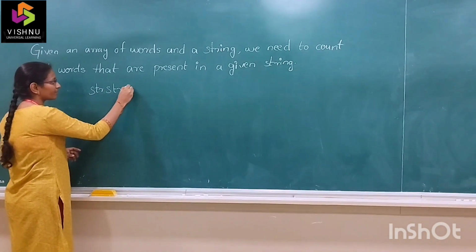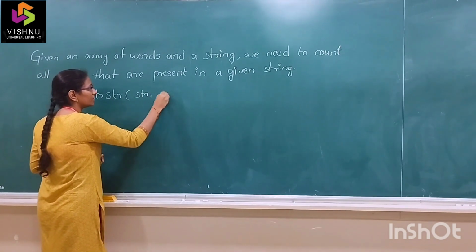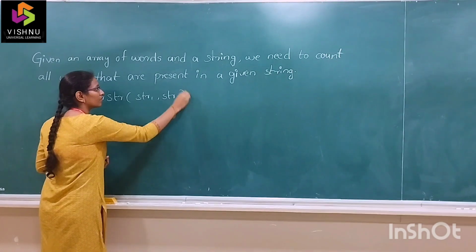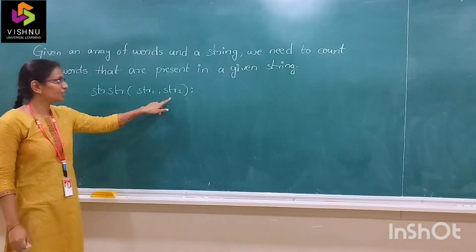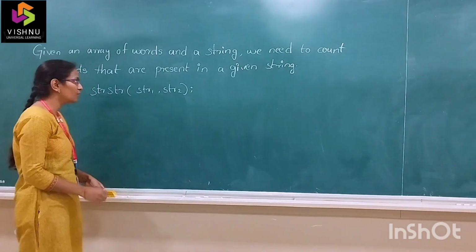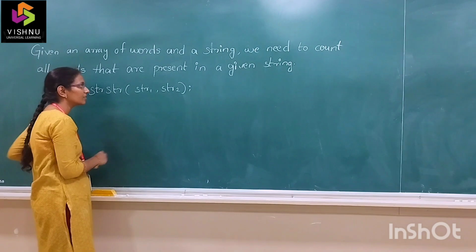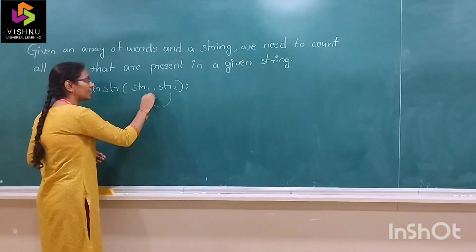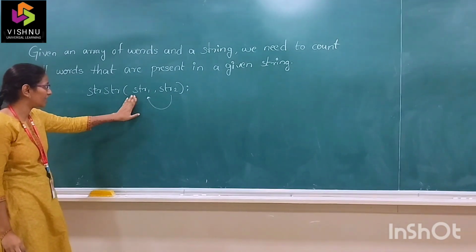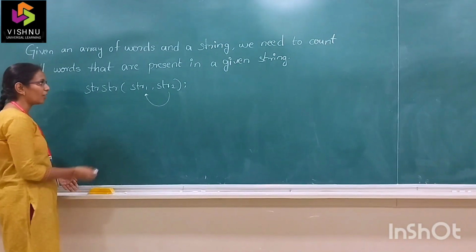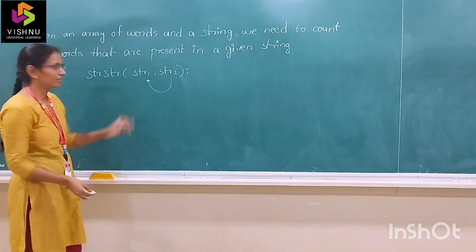strstr(string1, string2). Here string 1 is the main string, string 2 is the substring. If you want to check whether the substring is present in the main string or not, and if the substring is present in the main string, it returns a pointer that points to the first character of string 2 in string 1.